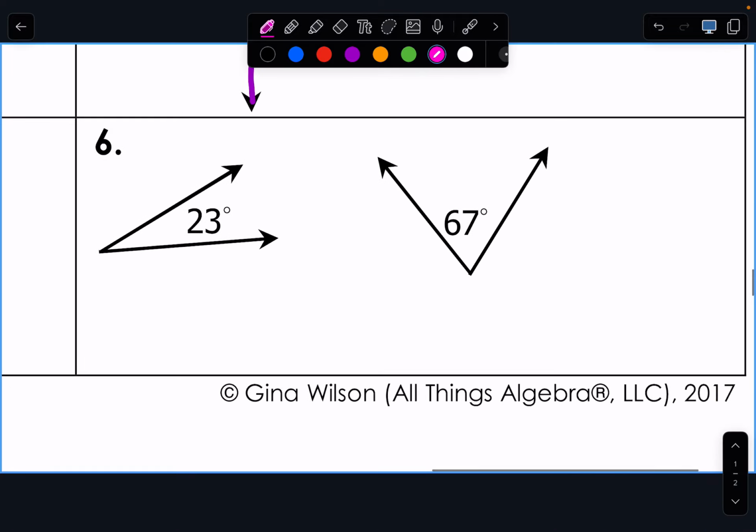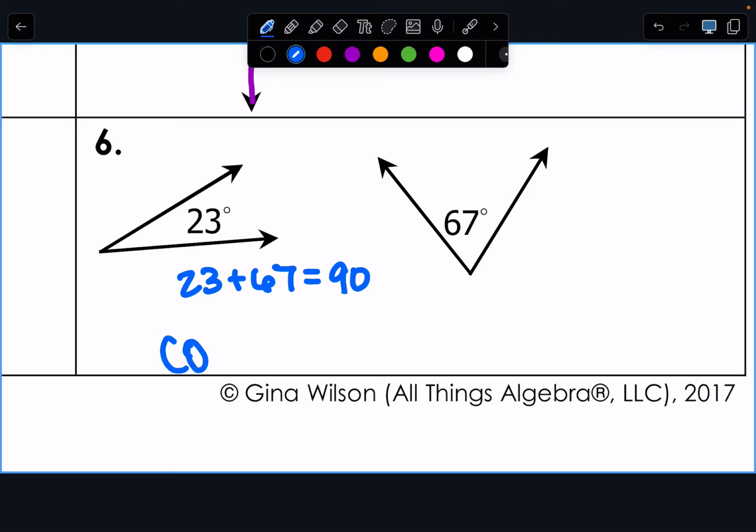In number 6, Charmony, what is true about these two angles? 23 plus 67 equals 90. So these are complementary angles.